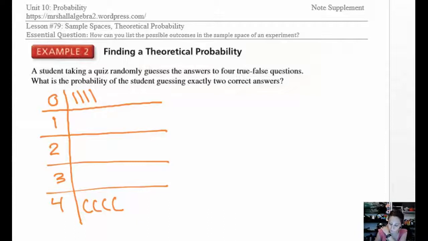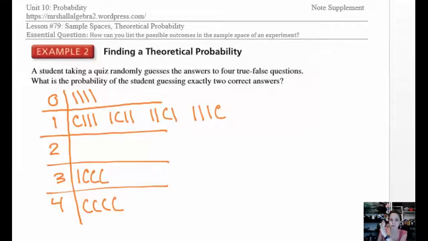So if you get 1 correct answer, it could be the first answer that you get is correct, or it could be the second answer that you get is correct, or it could be the third answer that you get is correct, or the last answer that you get is correct. For me, visually, I see the C moving through the 4 possible spaces. I am then going to skip to the 3 correct. And here I'm going to have the incorrect move through the 4 positions. So either the first one was incorrect, or the second one was incorrect, or the third one, or the fourth one.